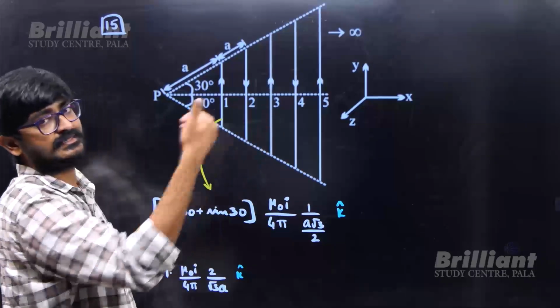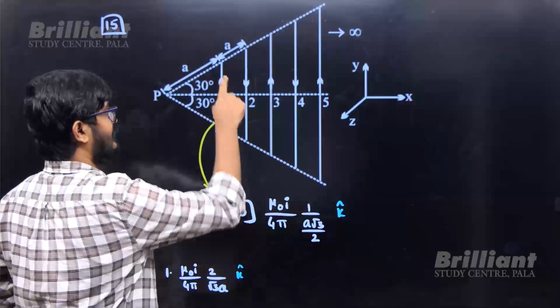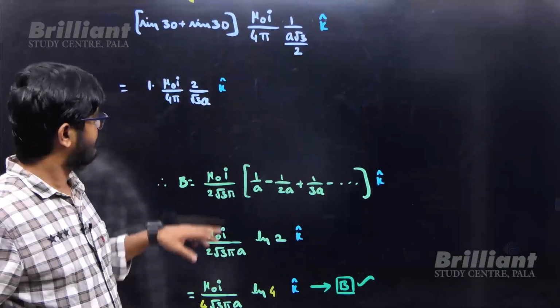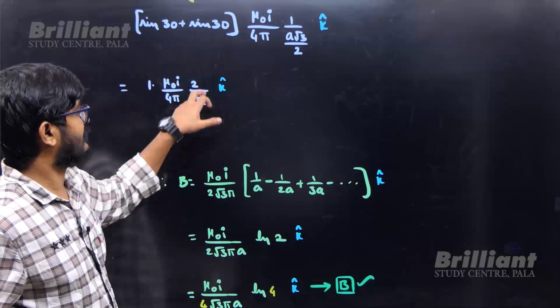In the third case it is 3A, but the directions, now this direction is K cap, this is minus K cap, this is plus K cap. So anyway, this resultant I calculated this much. This is for the first wire.